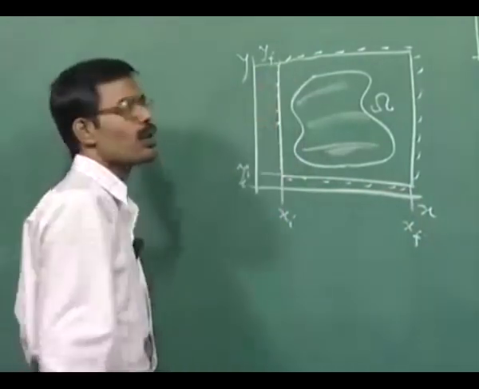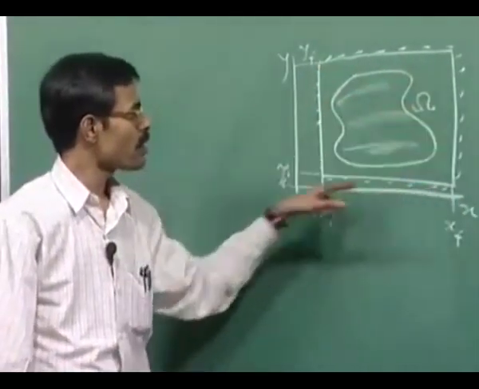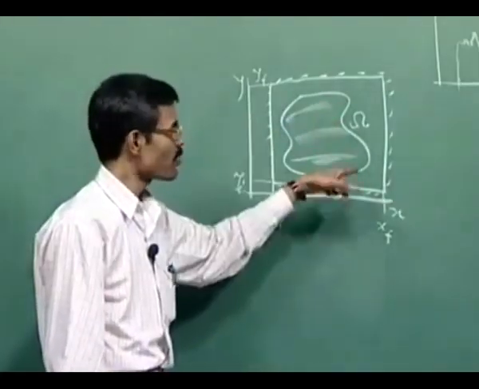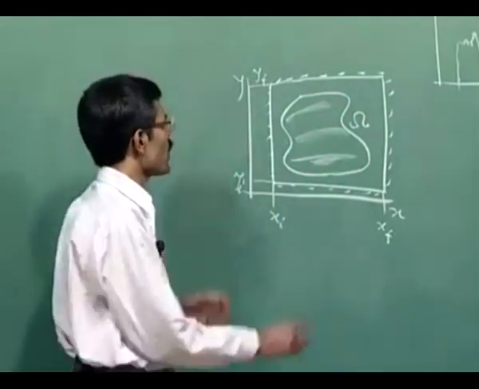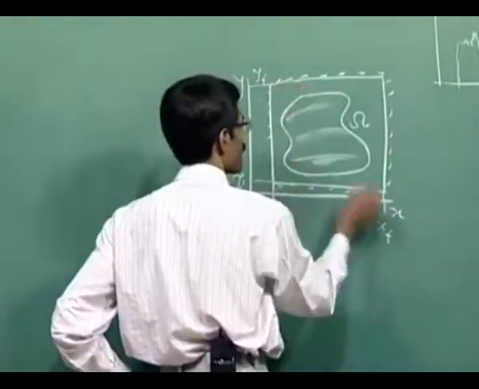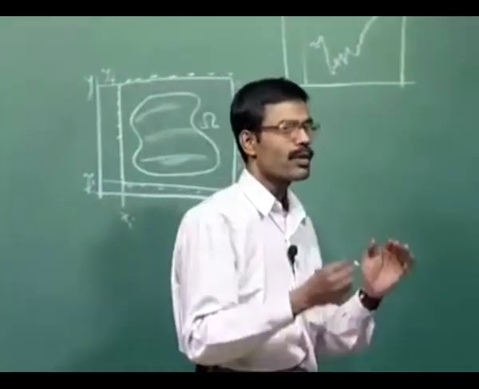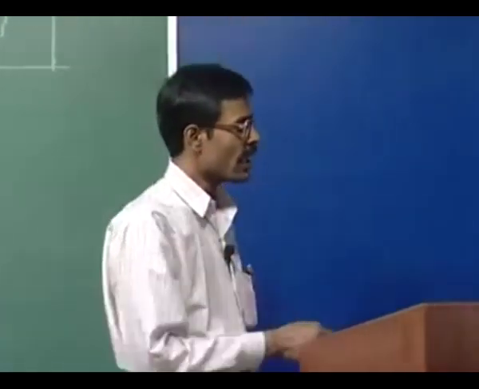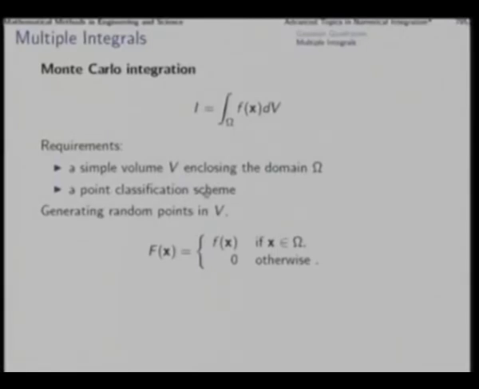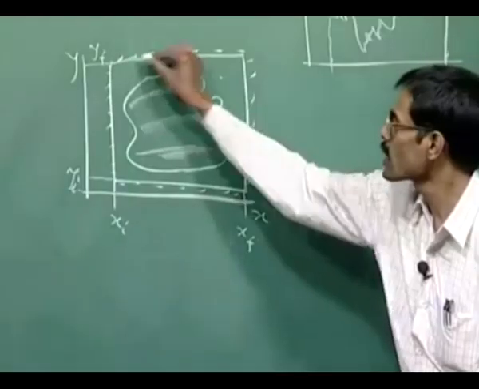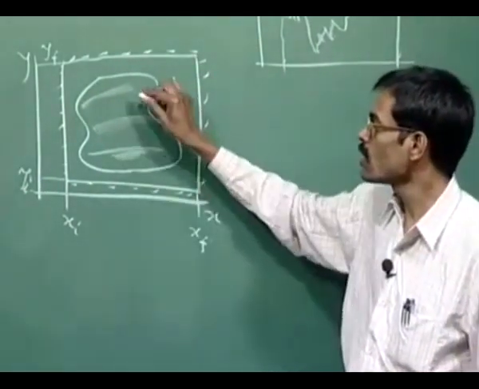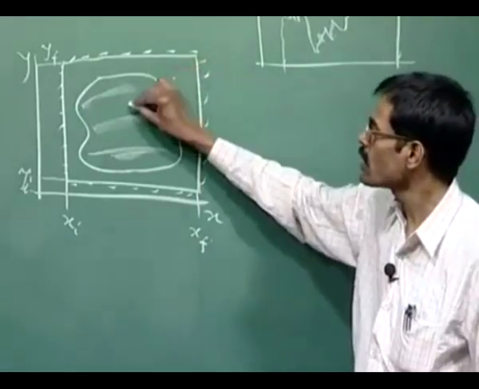Now, it is very easy to find points which are in this rectangular domain. It was extremely difficult to find points in the domain omega because of its shape, but it is extremely easy to find points inside this. Now, this is one requirement. You have to have a description of a straightforward, geometrically simple region which completely encloses the domain, and you must have a point classification scheme. That is, after a point has been thrown inside this rectangular domain, you should be able to tell whether that point is also inside the domain omega or not, whether it is here or here.